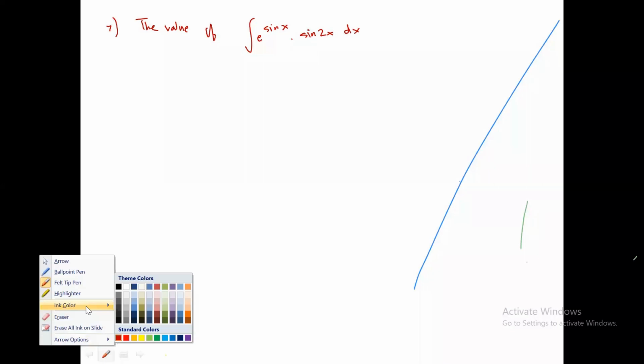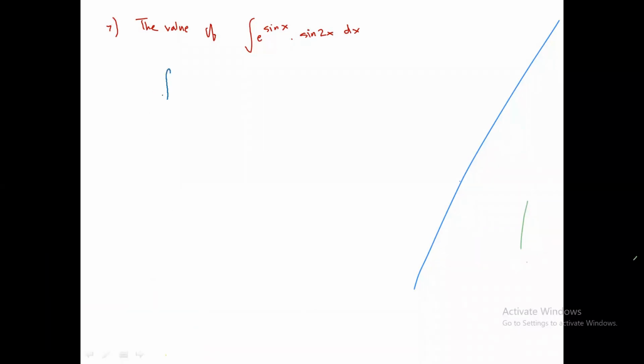Question number 7. They are asking you to find the value of the integral e power sin x into sin 2x dx. Okay, so this is the question. I will take the integral e power sin x into sin 2x dx, some answer I. So this answer I don't know. I have to find it. So what I have to do?